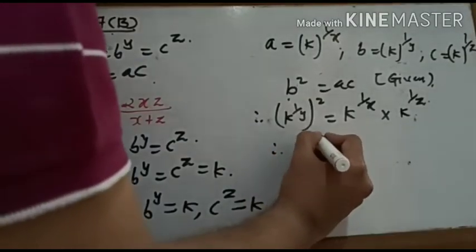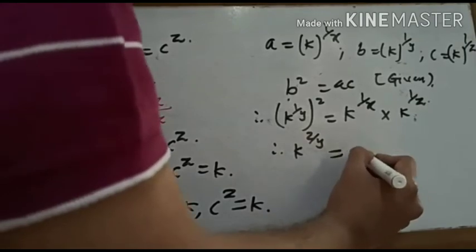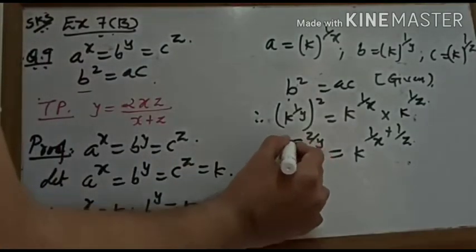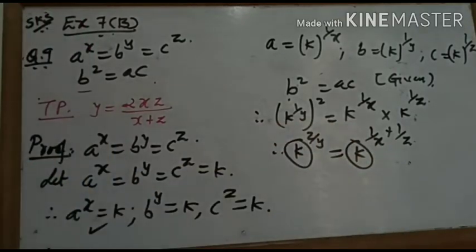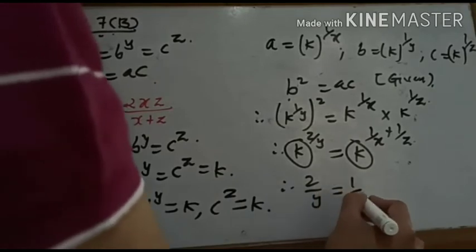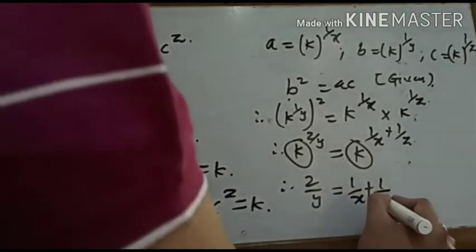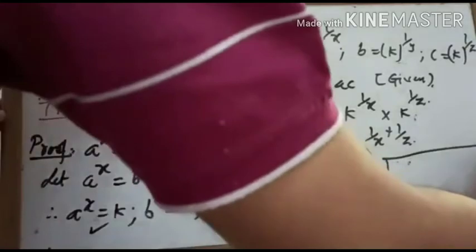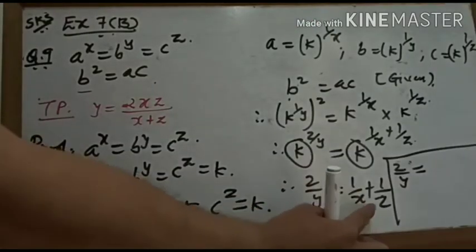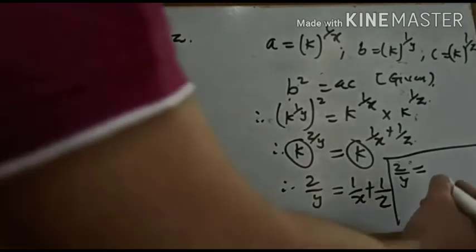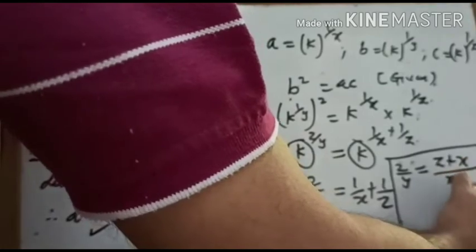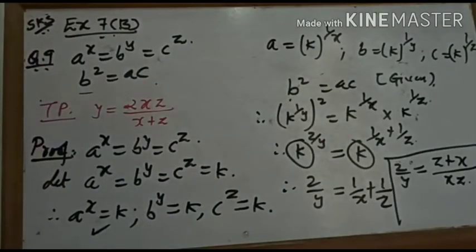This becomes k raised to 2 upon y is equal to k raised to 1 upon x plus 1 upon z. Now their bases are equal. So what can I say is 2 upon y is equal to 1 upon x plus 1 upon z. Here 1 upon x and 1 upon z. I hope you know how to equalize the denominator. So this will become z plus x whole divided by xz.